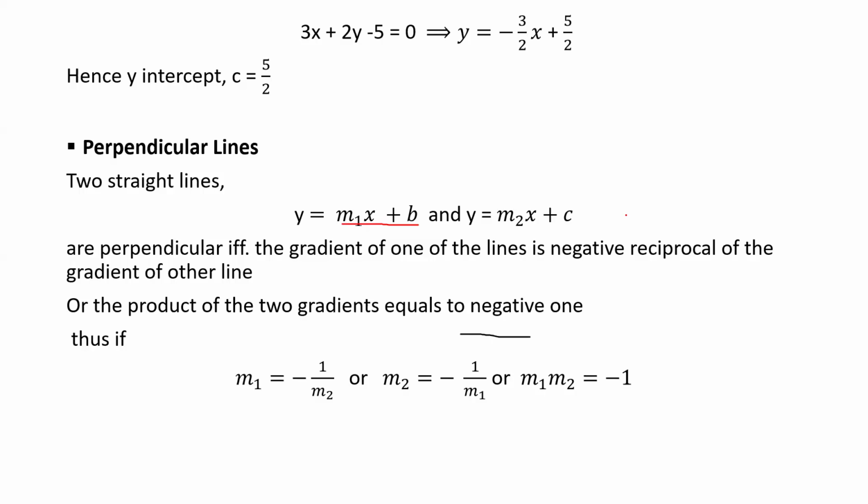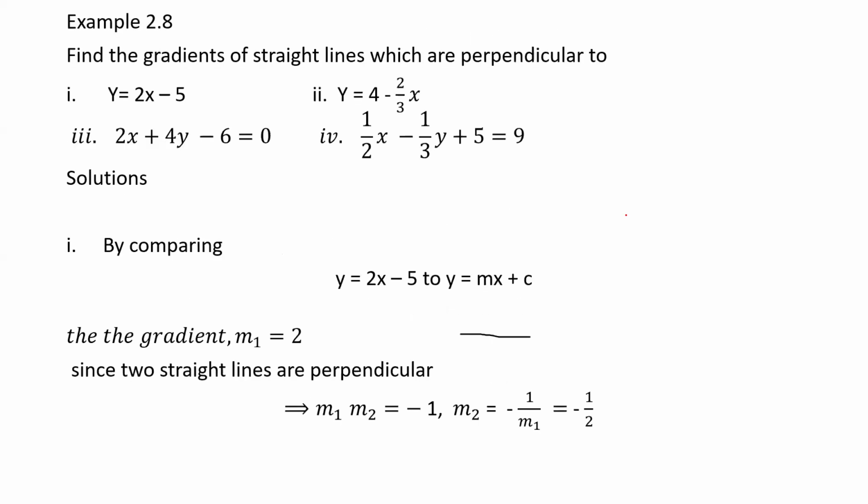Are you here? Yes, sir. Lines are parallel when they have the same gradient. But they are perpendicular when one gradient is the negative reciprocal of the other. Reciprocal means you turn the number upside down, then you negate it. That's why they become perpendicular lines.